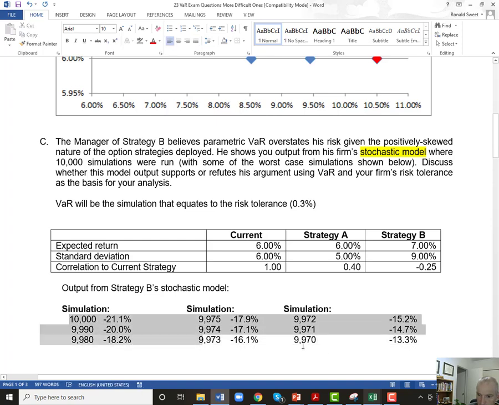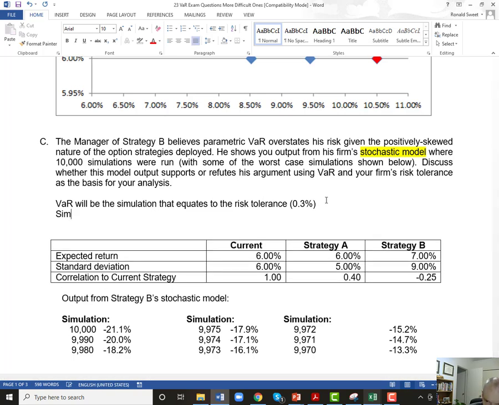He ran 10,000 simulations. Here's some of the worst ones. Simulation number 1 might be a gain of 40%, but simulation 10,000 is a loss of 21%. And so which simulation is the VAR going to equal? In this case, how do we do that?